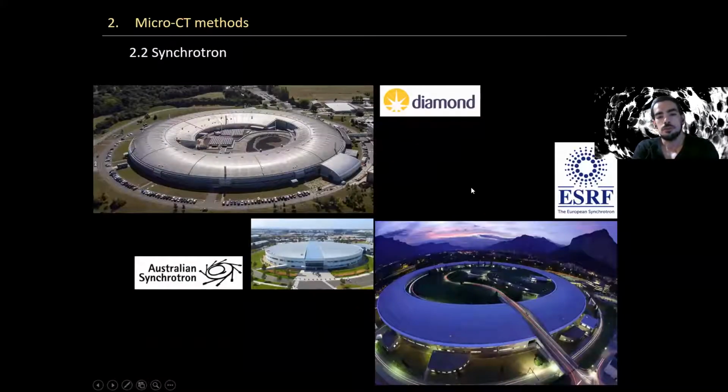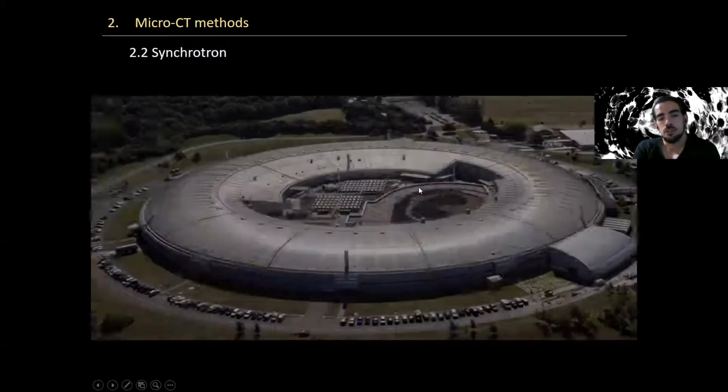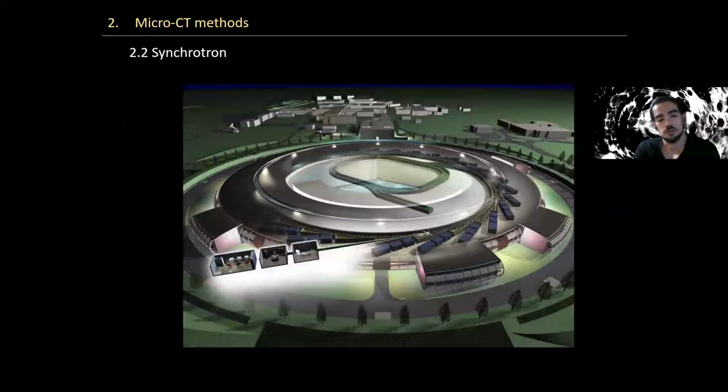And a synchrotron is basically the same, but at a huge and much larger size. This is the Diamond Light Source in the UK, the Australian Synchrotron, and the European Synchrotron in France, three of them in which I have experience working. But how does a synchrotron look inside? Well, a synchrotron is basically this kind of spaceship-looking ring from inside.